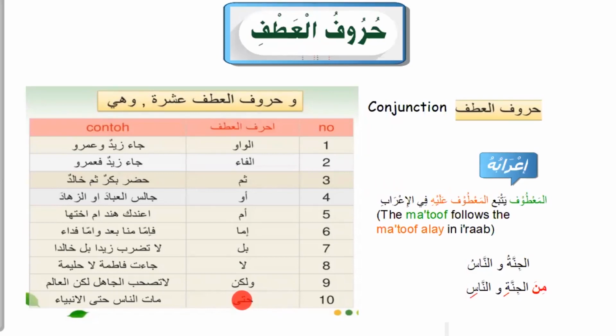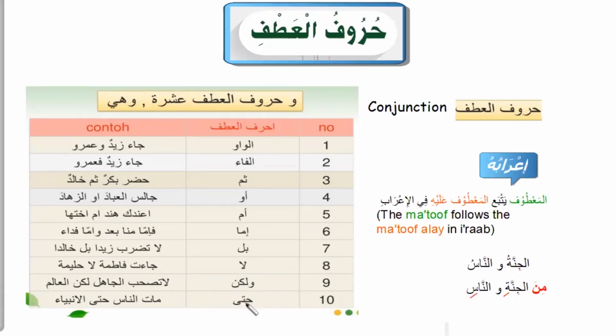Hatta means until, and it can also mean even. So it means two things: until, and then it can also mean even.